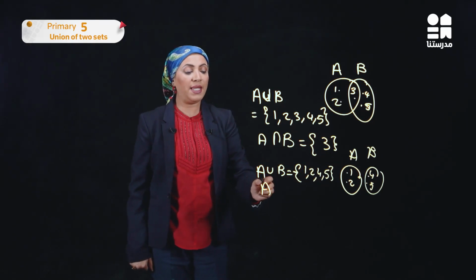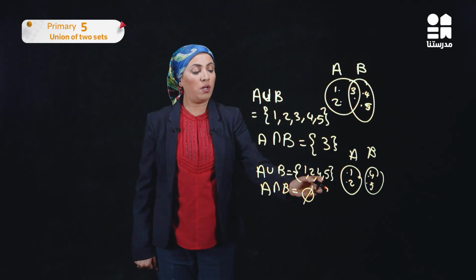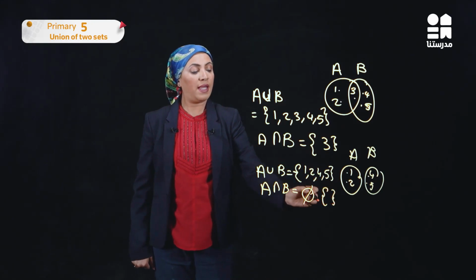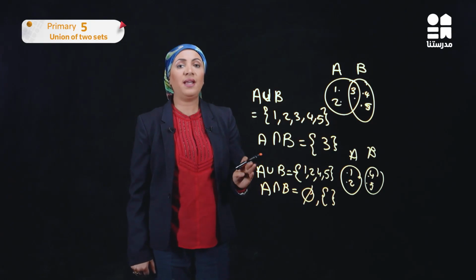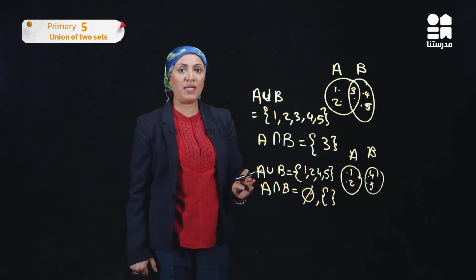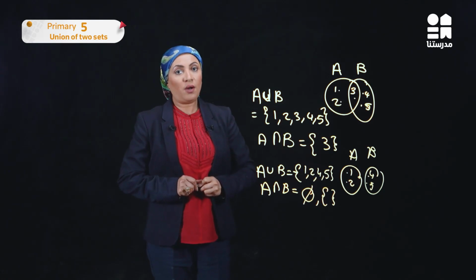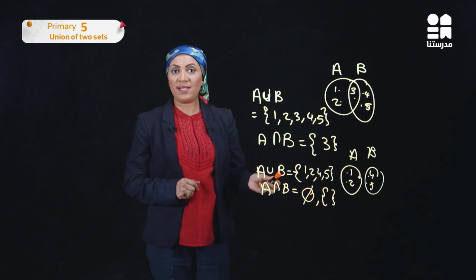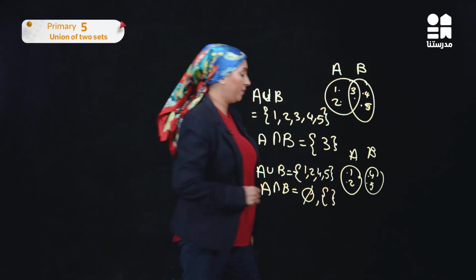So A intersect B equals phi or empty braces or an empty set, because they will never meet, meaning they will never have a common element, or they will intersect in nothing. Okay? I hope you understood this example. Let's go back and finish our other examples.